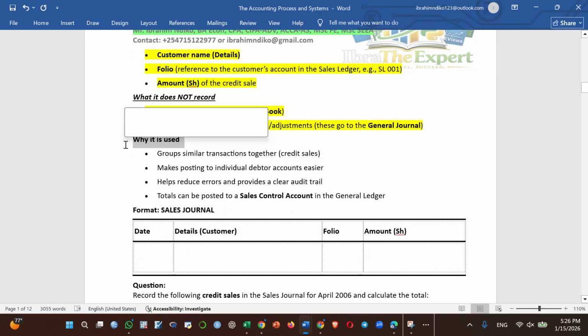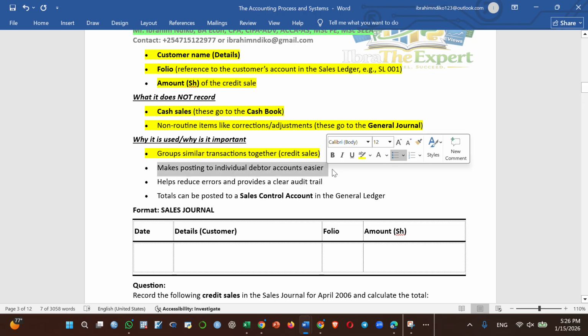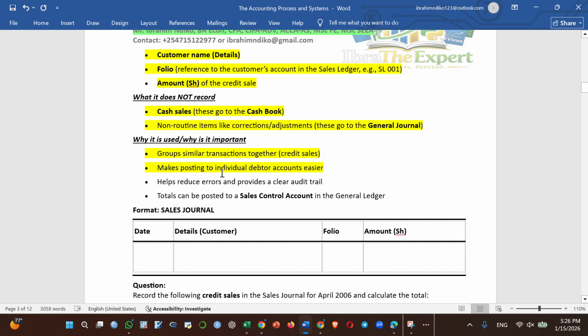Let us see why it is used, or why is it important. Number one, it assists us to group transactions together which relate to sales. So remember, you are talking about credit sales. It helps us group these transactions together. It makes posting easier to the individual account. So it makes our work easier to post to the individual debtors account or the receivables account.